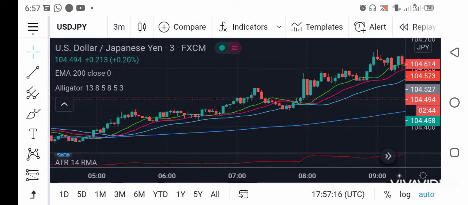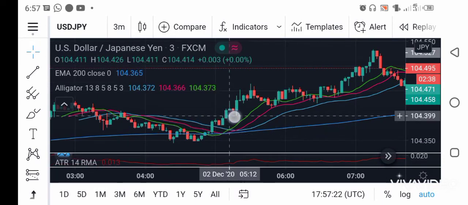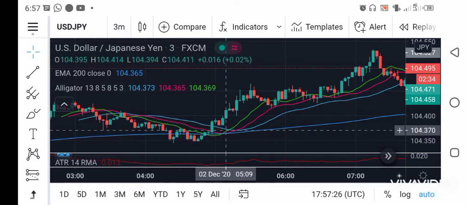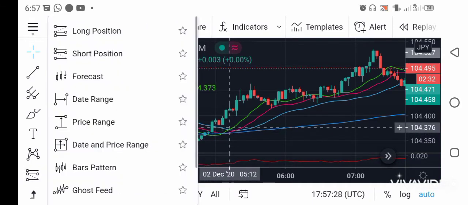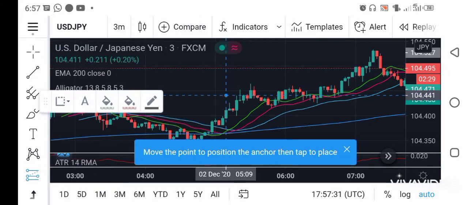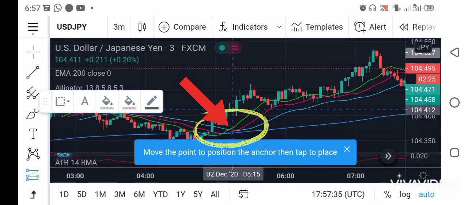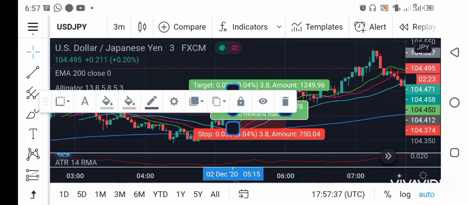And I forgot to mention, guys, as you can see at this point, it crossed above the 200 EMA line, so we're looking to take a trade at this point. So let's take a trade for a buy, for a long. It crossed at this point and we're looking for a buy.